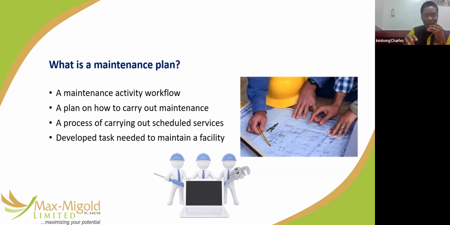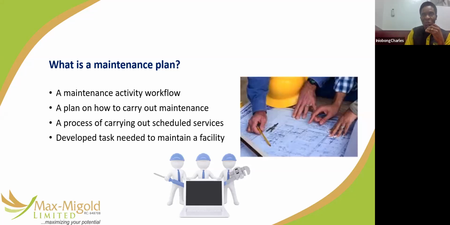So a maintenance plan goes beyond just the activity. You are outlining activities, you are identifying the resources, you are identifying the personnel to be used, you are also identifying the sequence, what will happen before the other. That's all about the workflow. A plan on how to carry out maintenance, yes. A process of carrying out scheduled services.